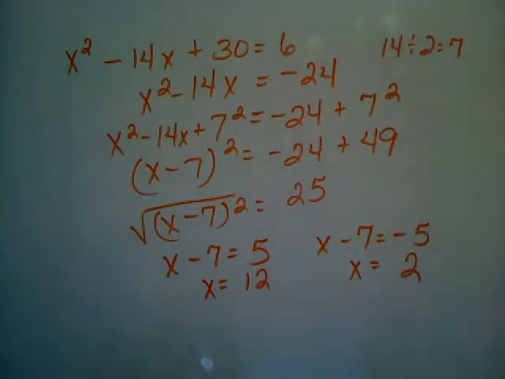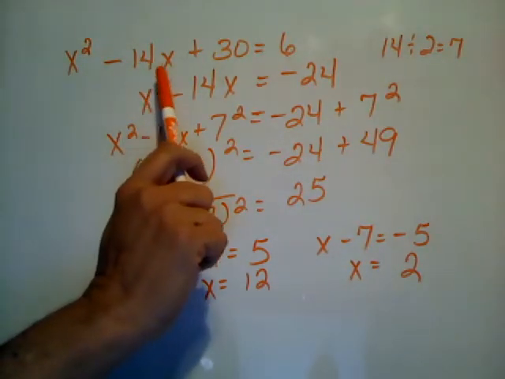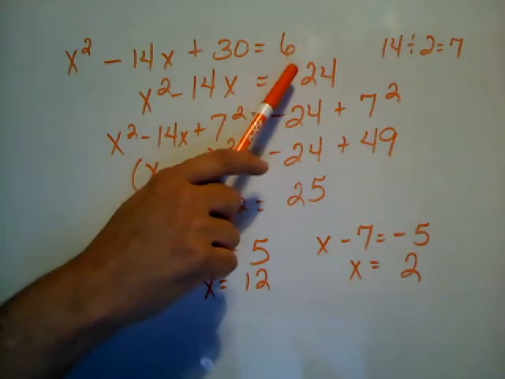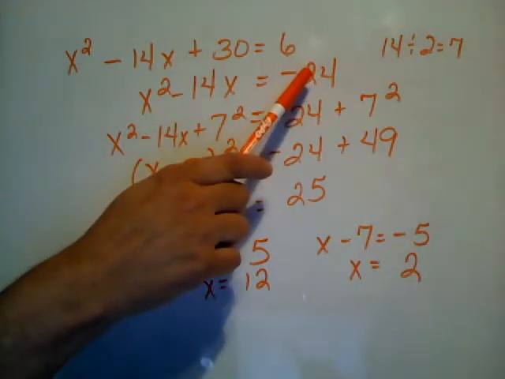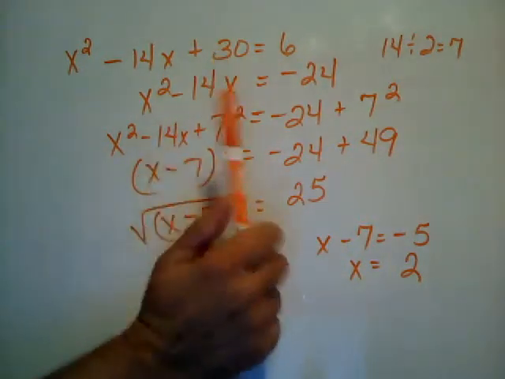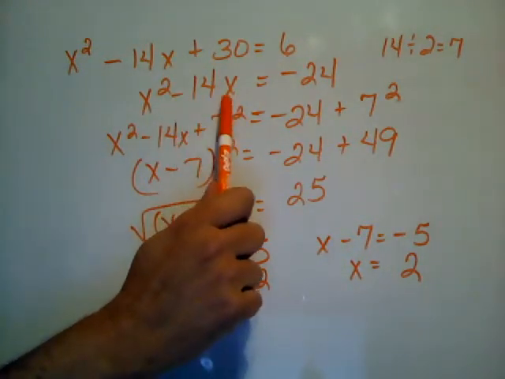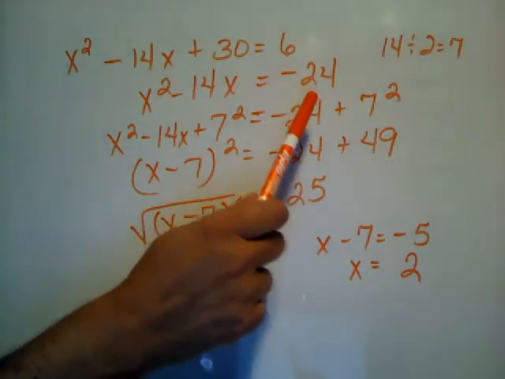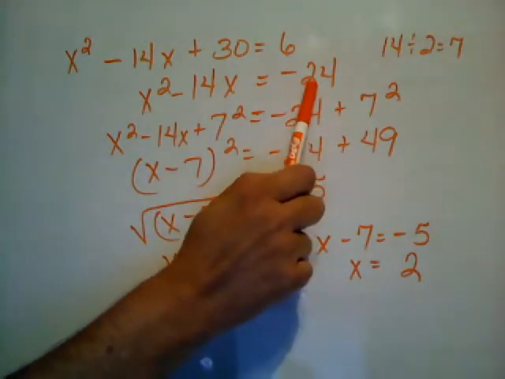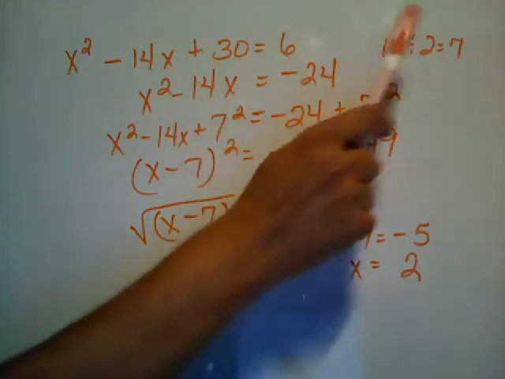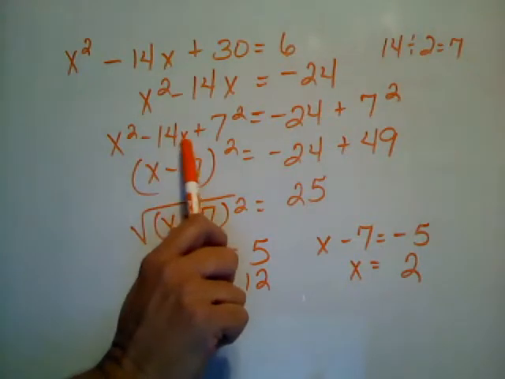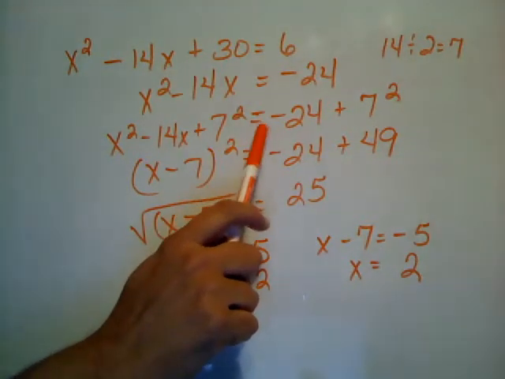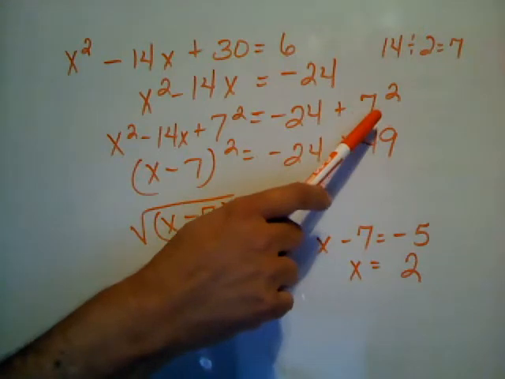Okay, this is number 15. x squared minus 14x plus 30 equals 6. Well, the first thing we're going to have to do is move the 30 to the other side. So I do that by subtracting 30, which will give me x squared minus 14x equals a negative 24. Now it's in the format I need to complete the square. I'm going to divide the 14 by 2, which gives me 7. Then I'm going to write x squared minus 14x plus 7 squared equals a negative 24 plus 7 squared.